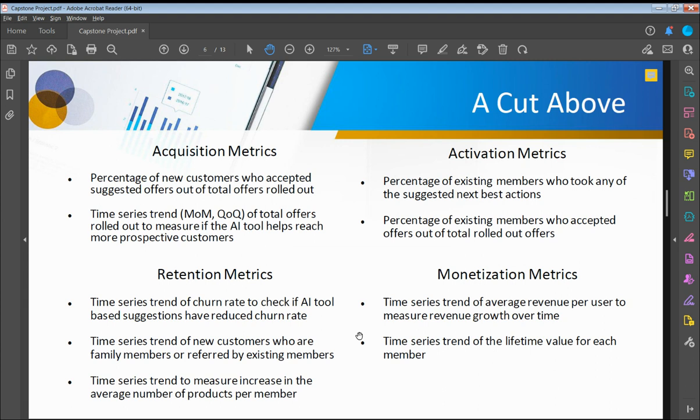So if you're seeing a positive trend in all these metrics, that means the AI tool is actually helping us. But if you see a negative trend somewhere, that means we may have to fine tune our AI's hyperparameters, or maybe stop using the AI tool altogether.